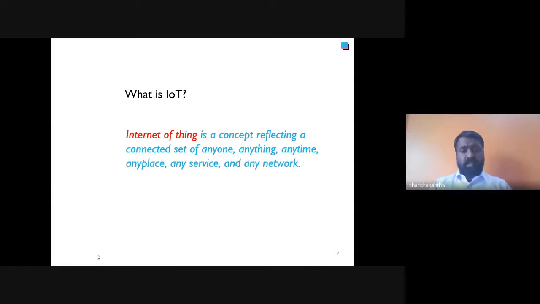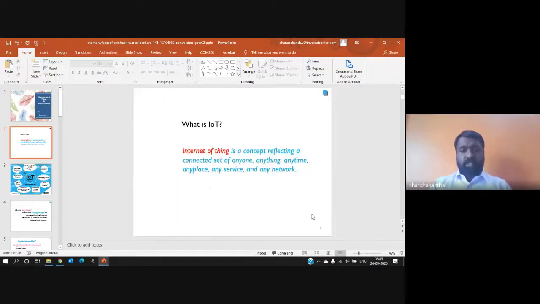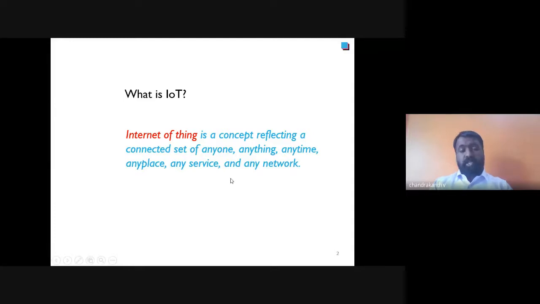That means there shouldn't be any limitation. You should be able to connect every device with every other device so that data sharing happens and you can use the data efficiently. The basic idea is to use data efficiently and to improve your work and efficiency.